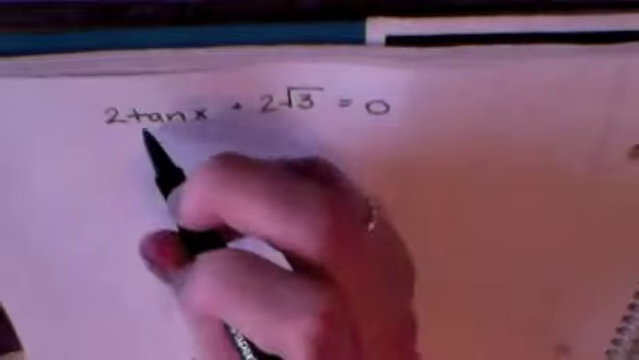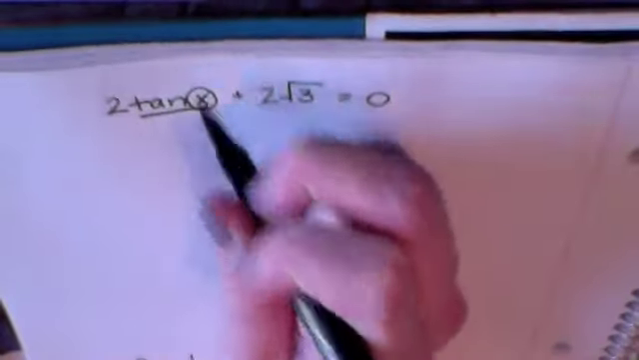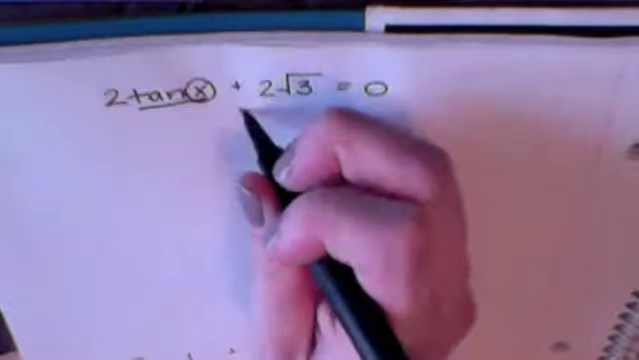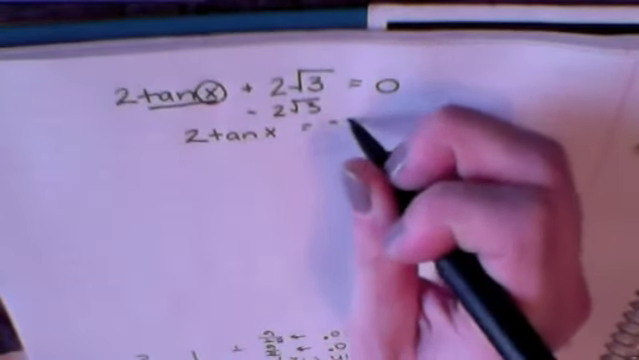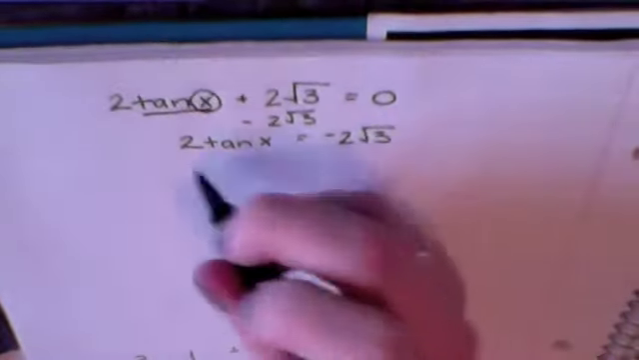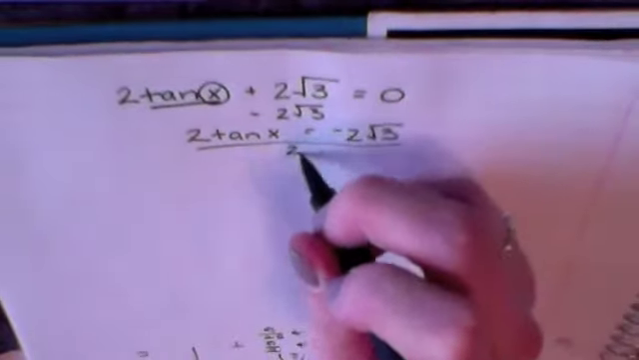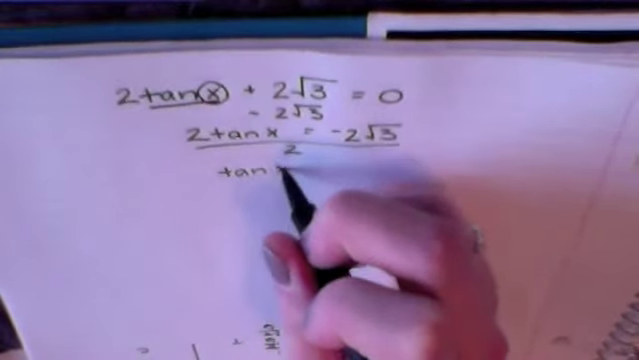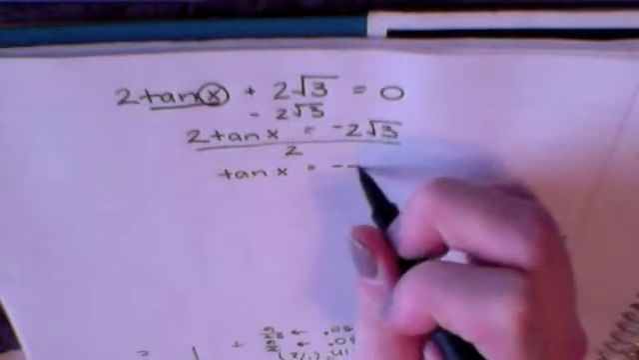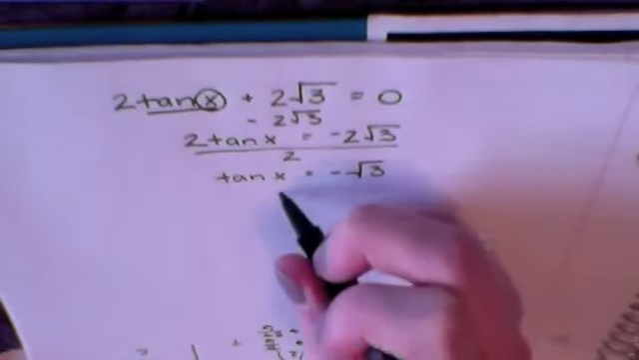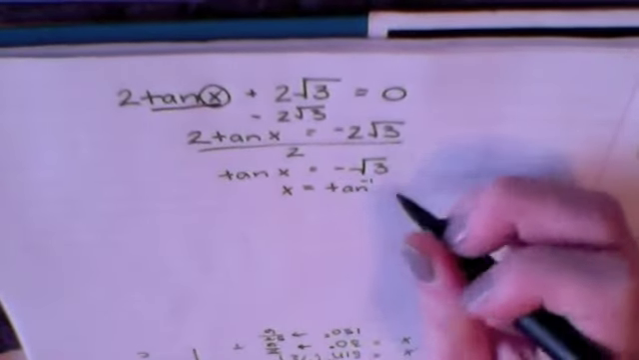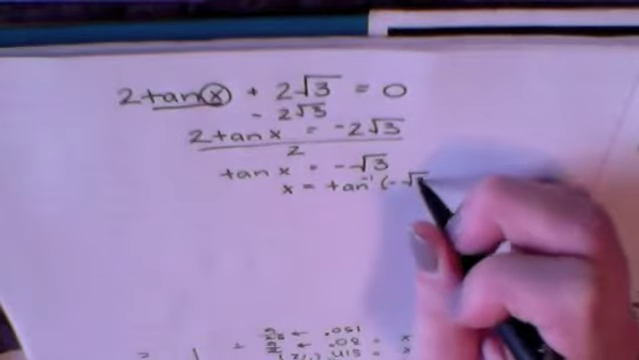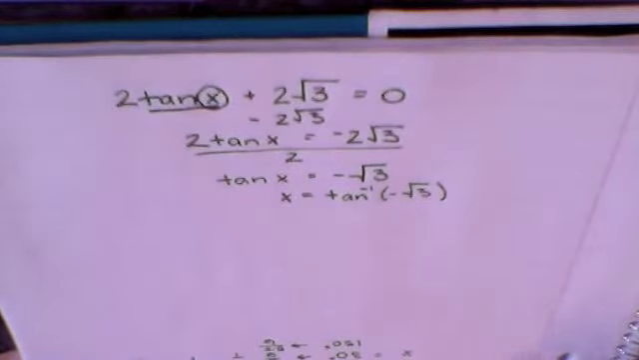And I want to isolate my x and also isolate my tangent. So the first thing I'm going to do is subtract 2 radical 3 from both sides, leaving me with 2 times tangent of x is equal to negative 2 square root of 3. I'm now going to divide both sides by 2, leaving me with tangent of x is equal to negative square root of 3. To isolate my variable a little bit further, I'm going to take the tan inverse of both sides because this will get rid of the tangent on the left-hand side of my equation.